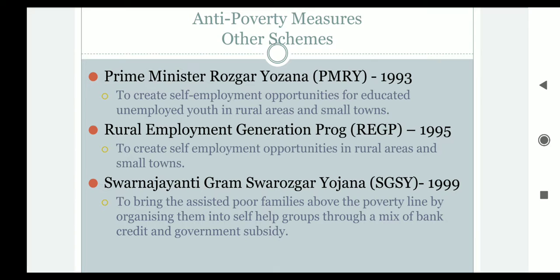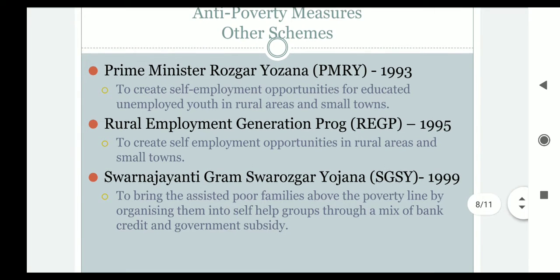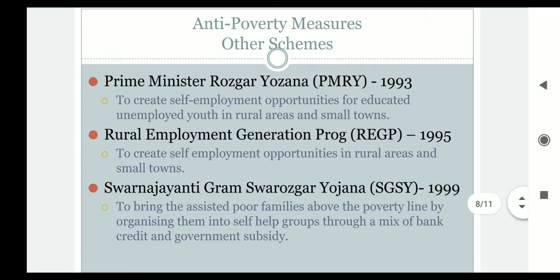Then Swarn Jayanti Gram Swarojgar Yojana, SGSY, was started in 1999. It was to bring the assisted poor families above the poverty line by organizing them into self-help groups through a mix of bank credit and government subsidy.